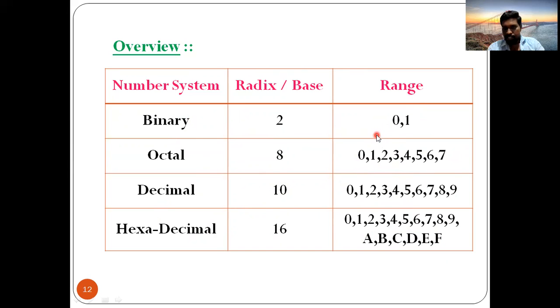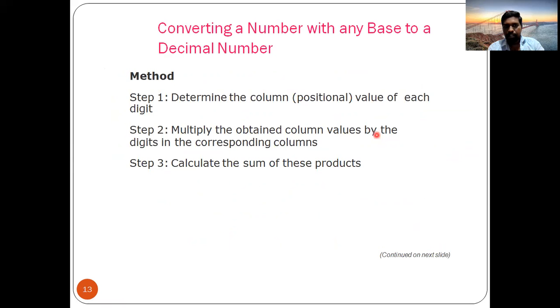Now we will see how to convert one form of number system to another. First we are going to see how to convert a number with any base, that may be any base n, to a decimal number. Decimal means base 10. We are seeing the conversion of a number with any base to a number with base 10. That is the question.